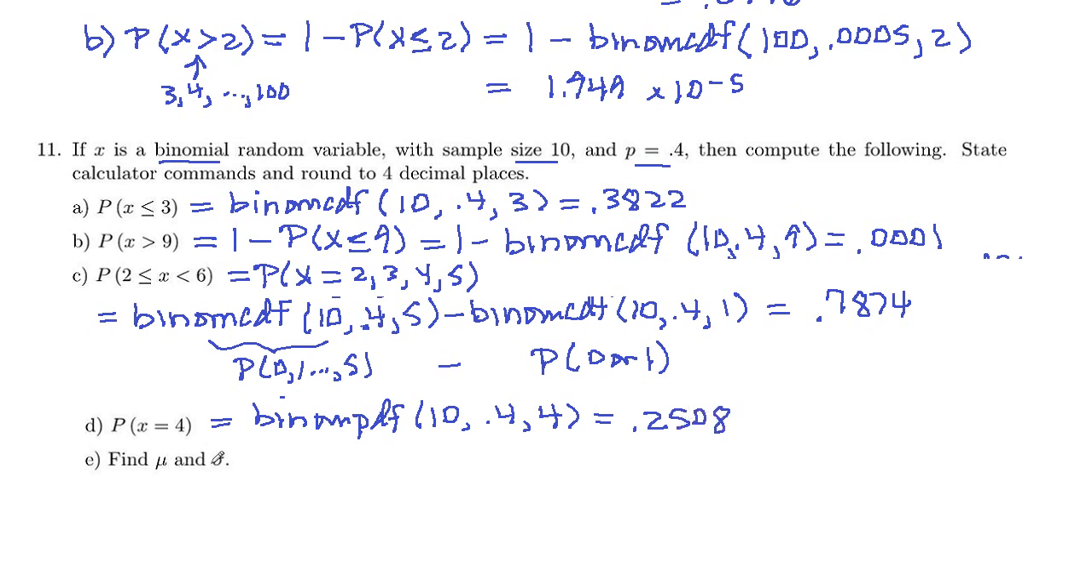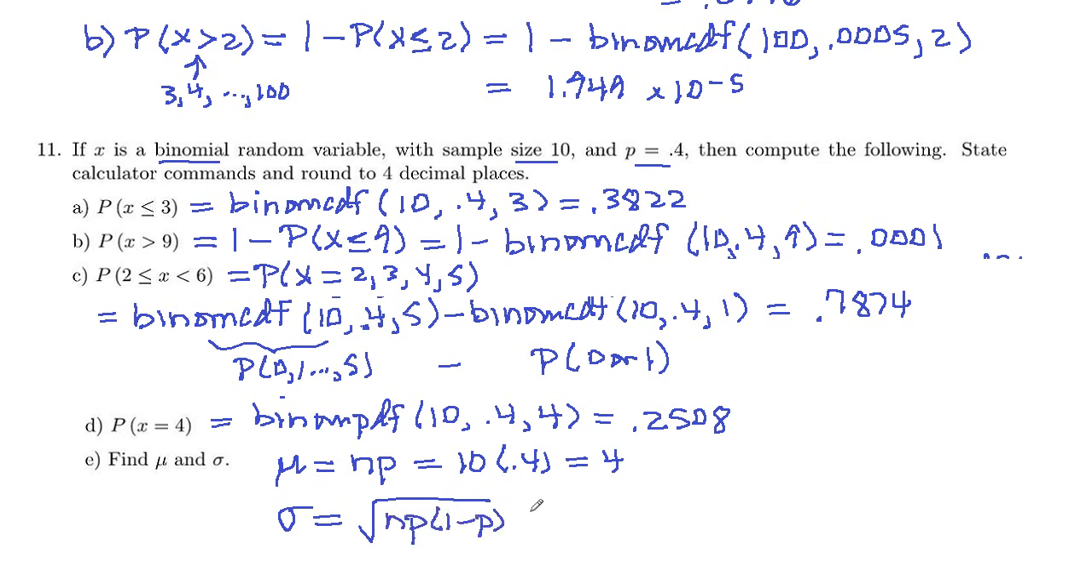And then mean and standard deviation. So these are easier with binomials. Remember, mean is just n times p. So that's going to be 10 times 0.4, which is 4. And then the standard deviation is the square root of n p times 1 minus p. So square root of 10 times 0.4 times 0.6. And if you enter that into the calculator to 2 decimal places, you get 1.55.